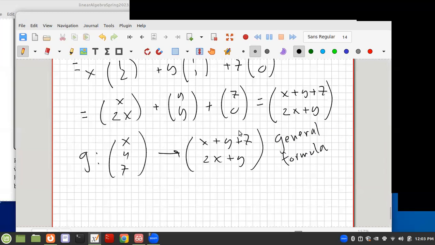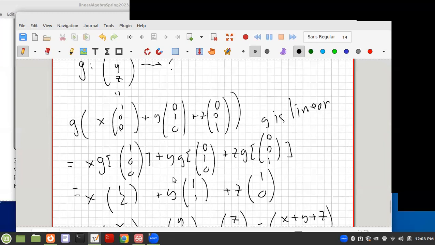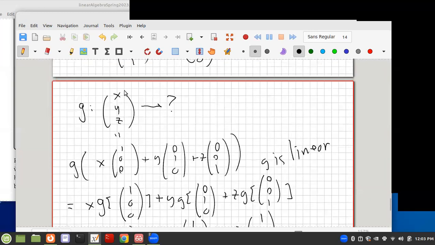So I started from a basis action and found the general formula. I used the fact of linearity to say, if I know the basis action, I know the action on any vector. Are you guys okay with this?